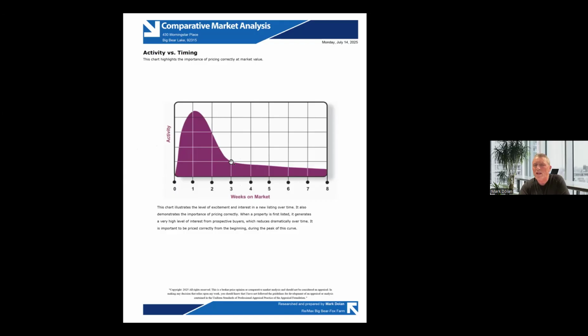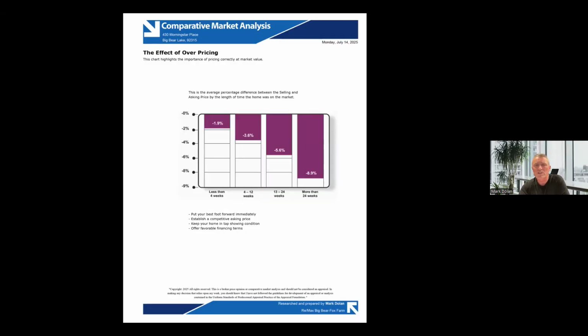If you're overpriced and those buyers say, no, I'm not interested in it, as week 4, week 5, week 6, week 7 comes by, they're looking at the new listings that come on the market, not yours. So it's important to be priced right from the very beginning, not only because the activity is at the beginning, but also because you open yourself up to more potential buyers.